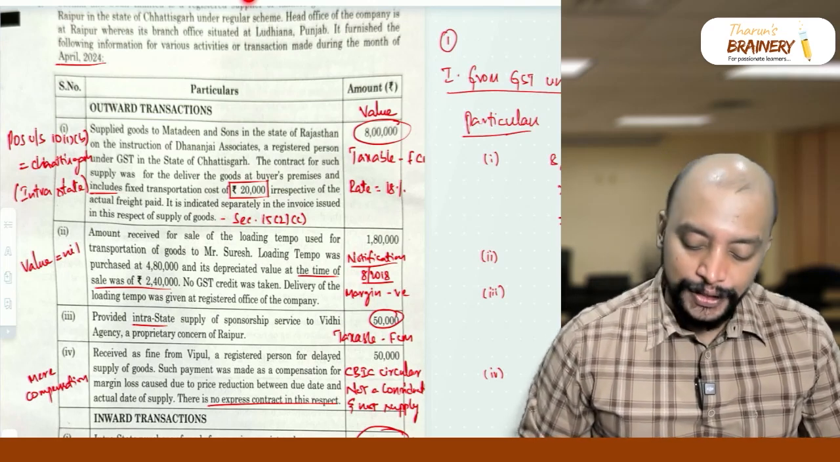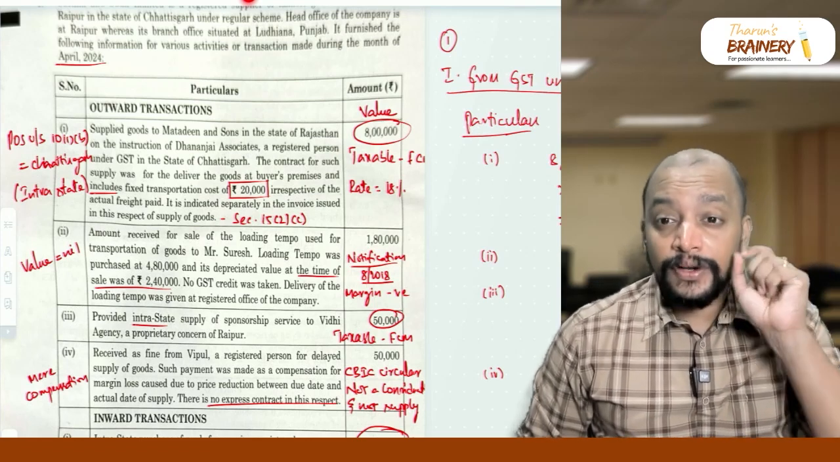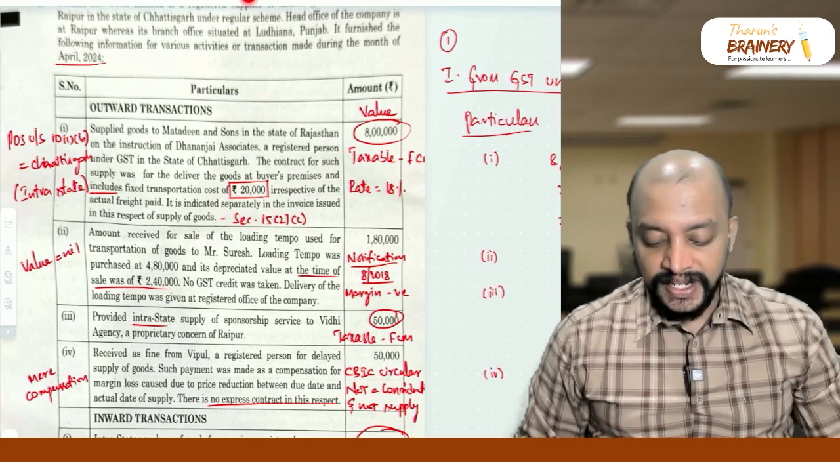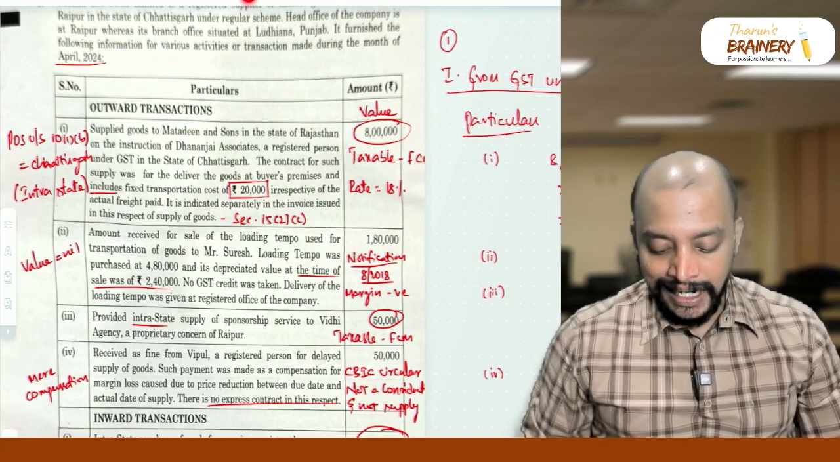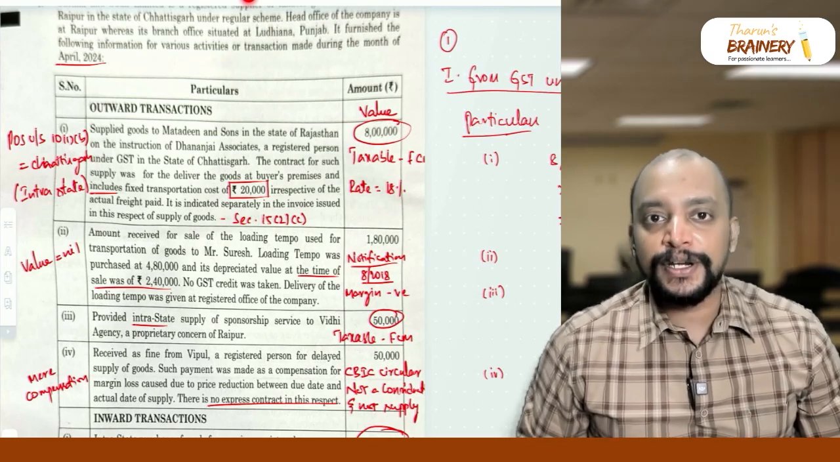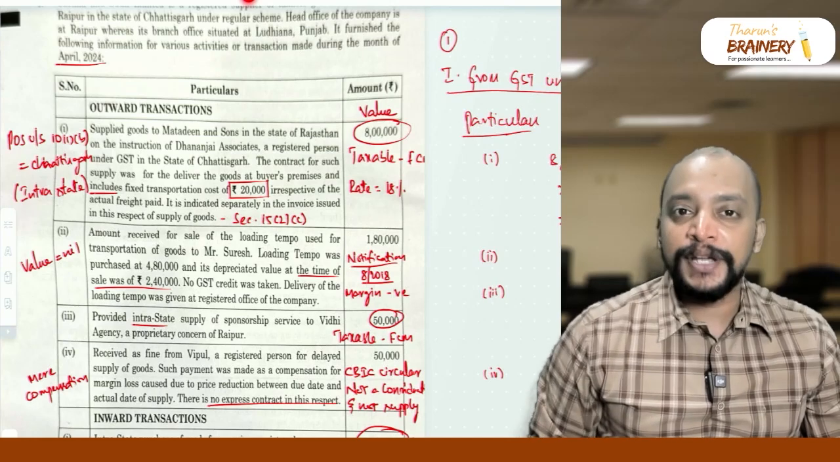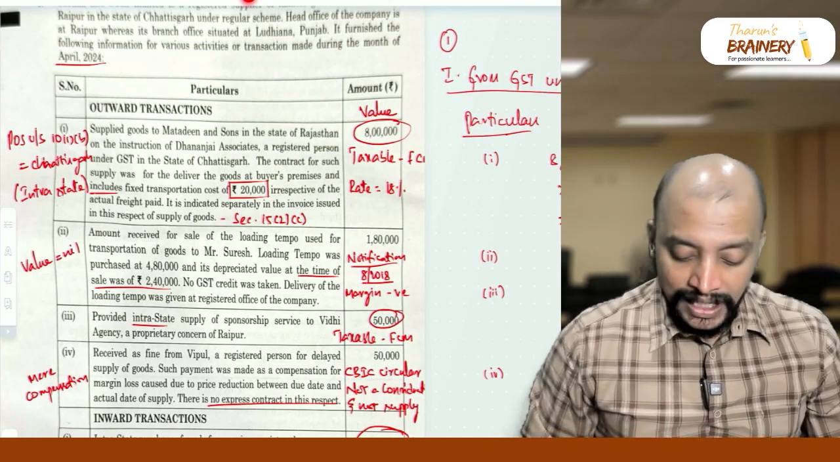We don't have any exemption with respect to this. The contract for such supply was for the delivery of goods at the buyer's premises and includes a fixed transportation cost of 20,000 irrespective of the actual freight paid. Generally, when freight is incurred and recovered from the recipient, it should be included in the value as per 15(2)(c). It is given that it is already included, so that is what they are telling.